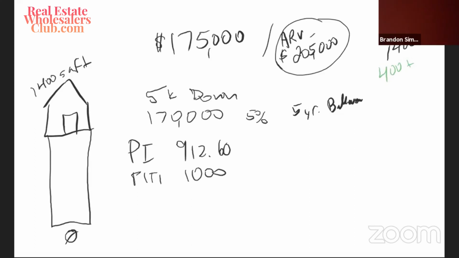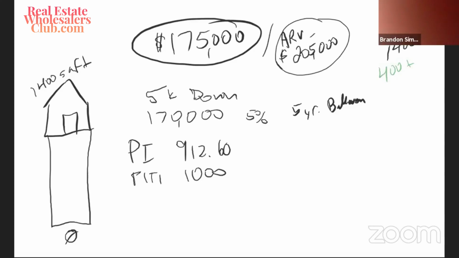Now, here's the thing: the seller asked for 175. He was just stuck on his price. He knew that it needs repairs. He didn't want to deal with the tenants and stuff like that. In 5 years, let's say we go for the full 5-year term.